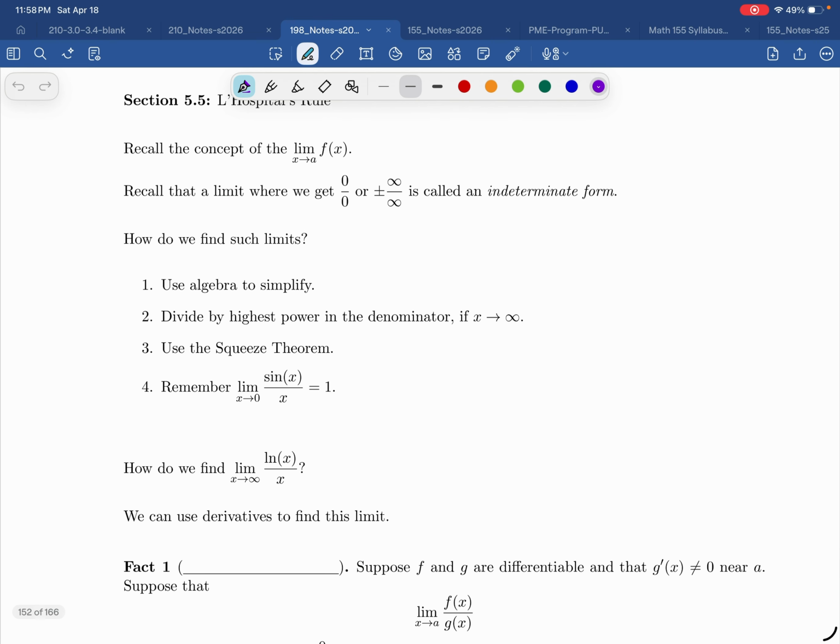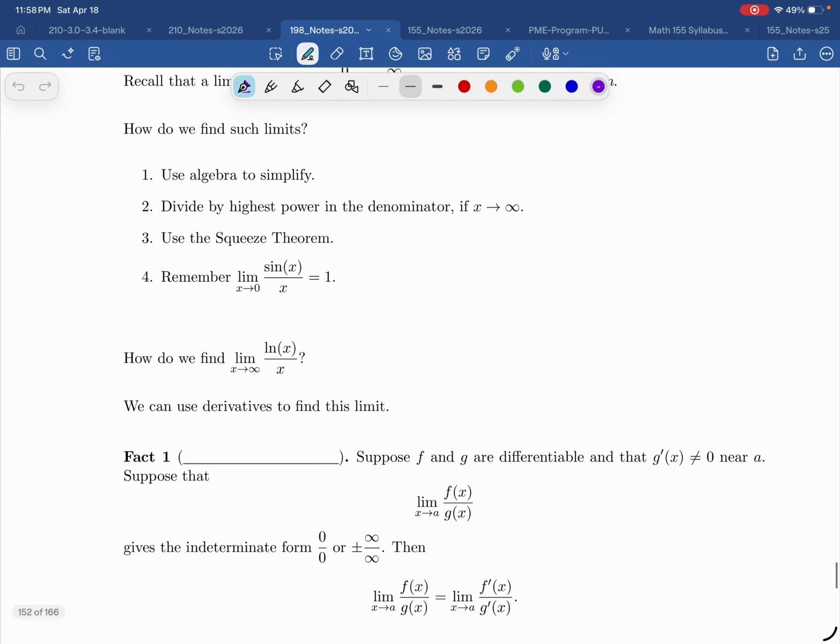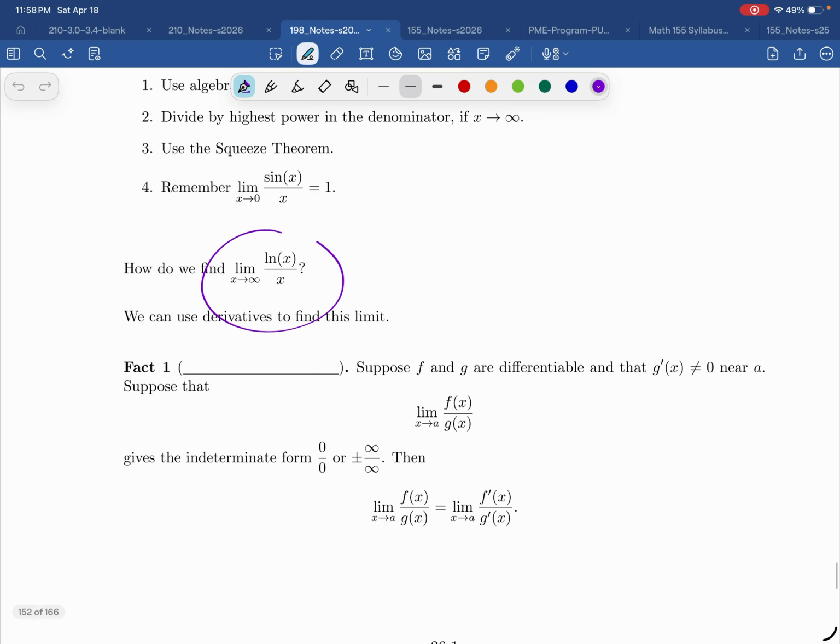So quickly, remember the ways that we used to find limits. We would use algebra to simplify, we would factor, multiply by the conjugate, common denominator with fractions. The case when x is approaching infinity, we divide by the lower degree term for the polynomials. There was a squeeze theorem. But what about a problem like this? That doesn't really work. None of those techniques work for this problem. So we have to come up with something else.